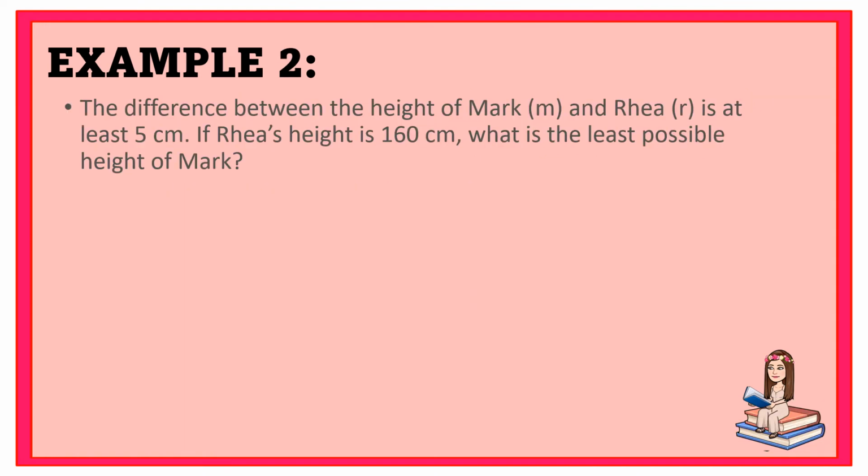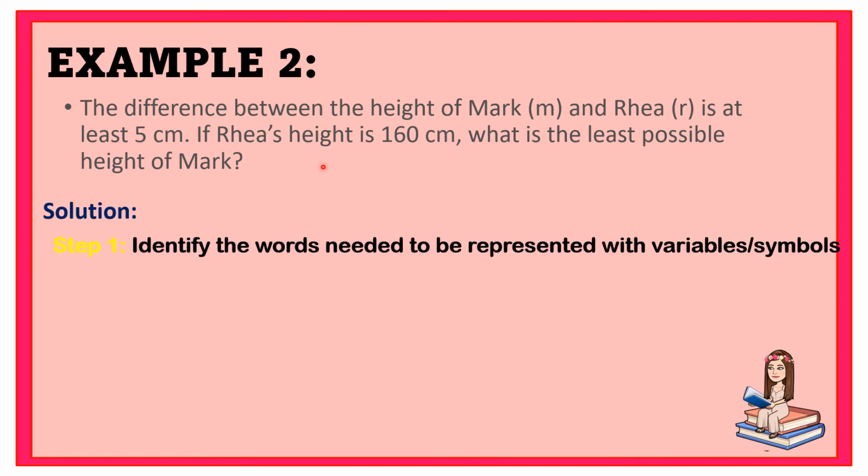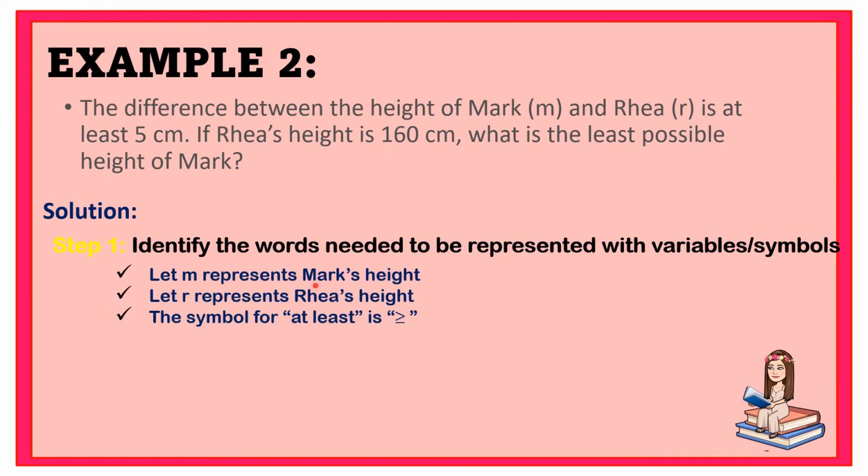Let's have our second example. The difference between the height of Mark and Rhea is at least 5 centimeters. If Rhea's height is 160 centimeters, what is the least possible height of Mark? So let's start with step 1. Identify the words needed to be represented. So, let's say, M ang gagamitin natin para sa height ni Mark at R naman para sa height ni Rhea. Tapos, ang gamit natin ay at least. Kaya, ang symbol natin ay greater than or equal to.